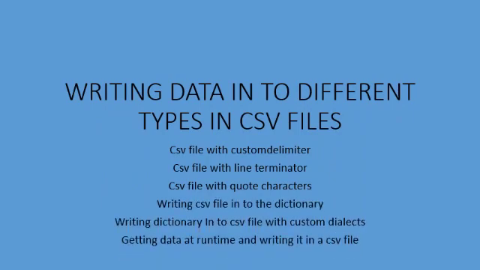First, CSV file with custom delimiter. The default delimiter is a comma. Instead of using a comma, we can use some other delimiter, that is a custom delimiter, like the pipe symbol. And next, CSV file with line terminator. We know very well each and every line will be displayed separately as separate rows. If you need, you can use this line terminator. The symbol is \n. It will give the line break.